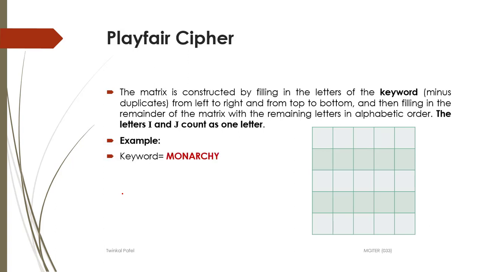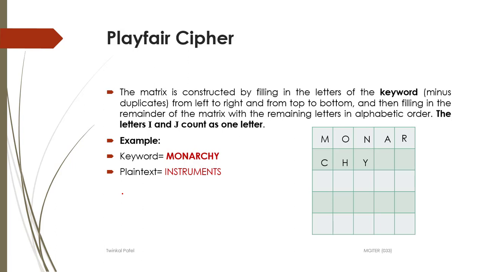For example, if we have a keyword as monarchy, and the plain text is instrument. We are going to convert our plain text instrument into the ciphertext using the keyword monarchy with the Playfair cipher. First of all we construct a 5 by 5 matrix by filling in our keyword: first M, after that O, N, A, R, C, H, Y. As we don't have any duplicate letters, every letter is considered here.